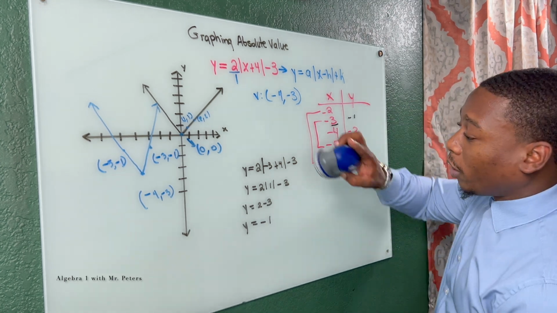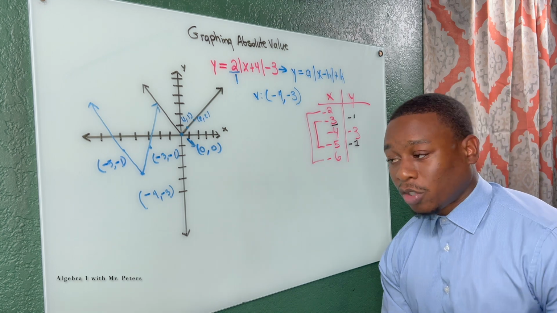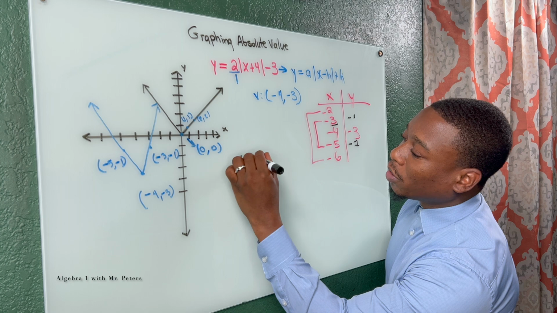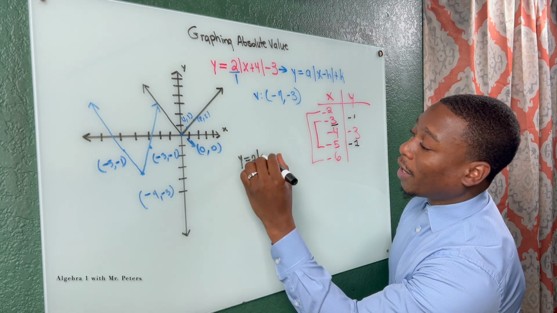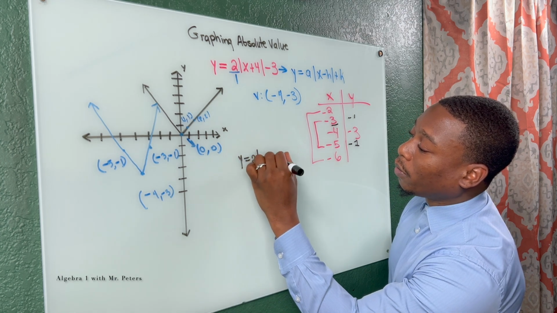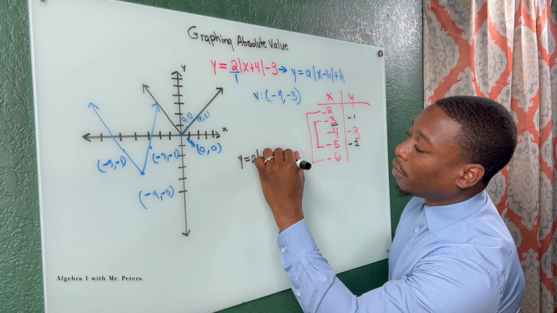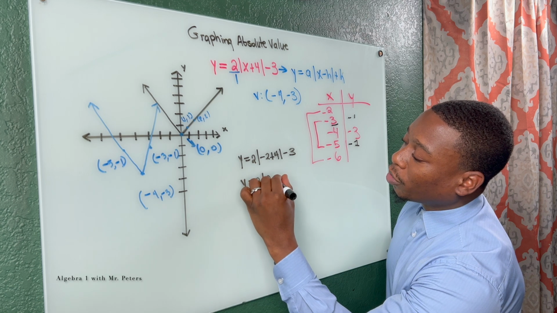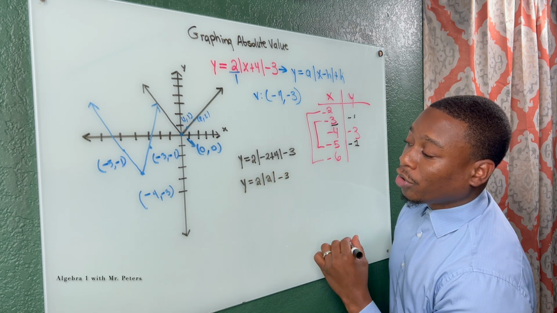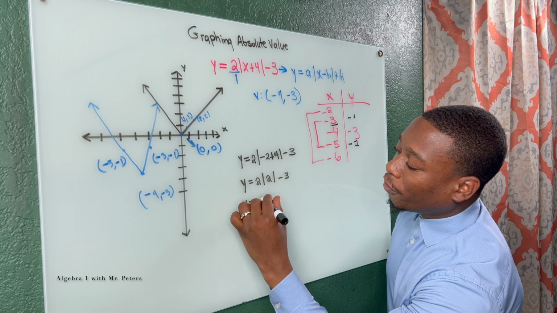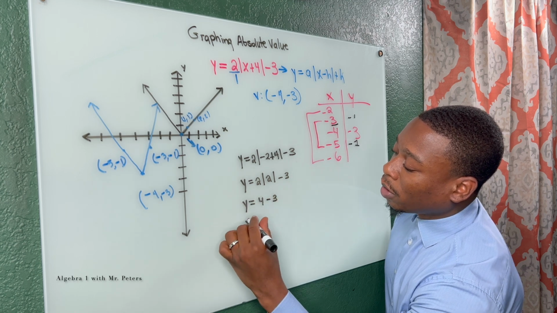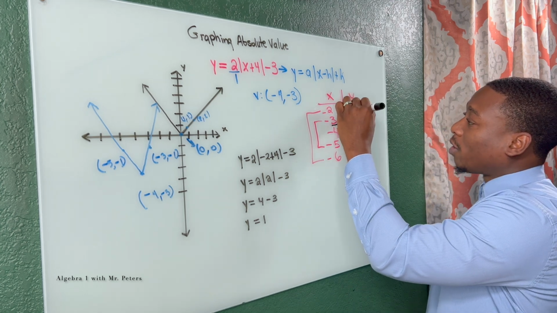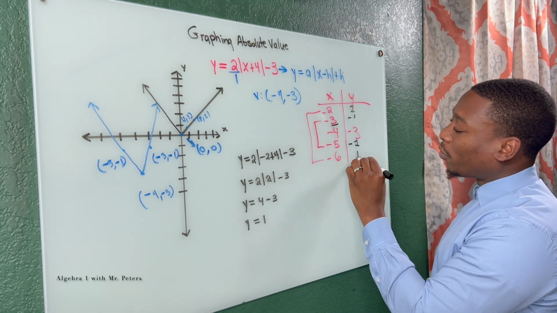Now let's say we wanted to get another point. So let's plug in -2. Now we have y equals 2 times the absolute value of -2 plus 4, minus 3. So y equals 2 times the absolute value of 2, minus 3. So y equals 4 minus 3. So y equals 1. So we could put +1 here and +1 for -6.